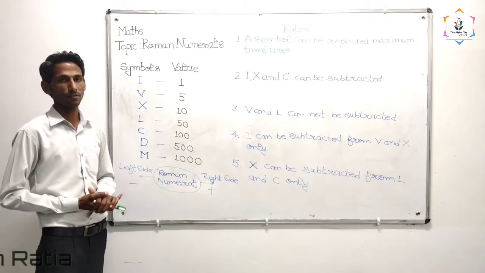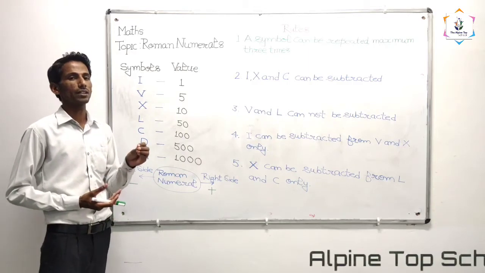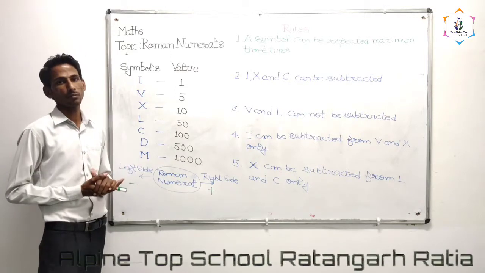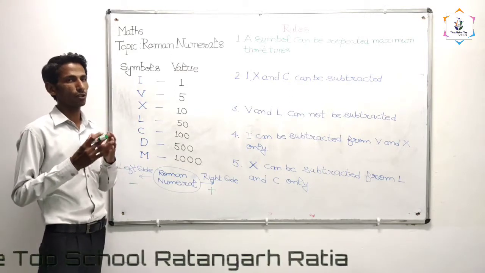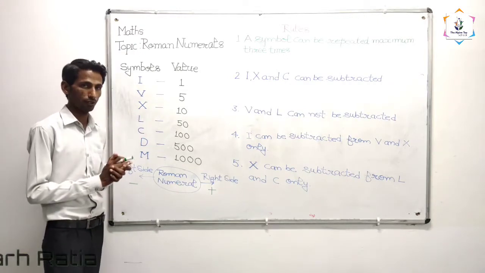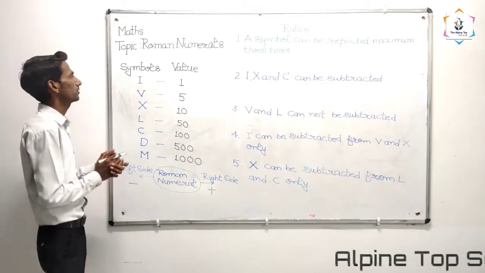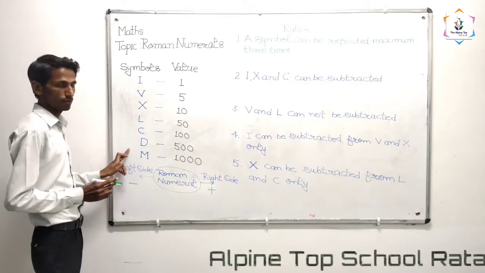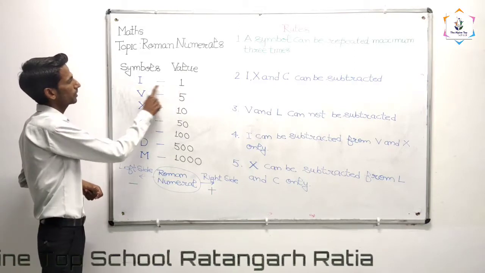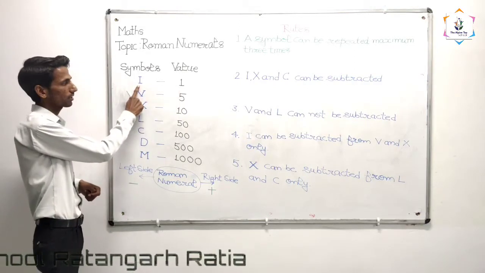Now, dear students, whenever we need to write any number in the Roman numeral system, we must have knowledge of some rules. I am going to tell you, just see on the board. Dear students, look here. Here I have noted some symbols and their values. For one we have to use capital I.